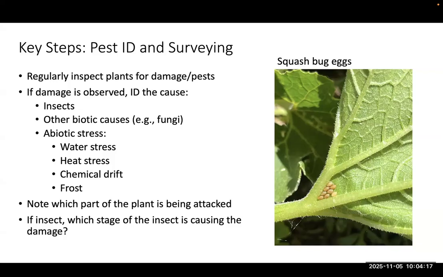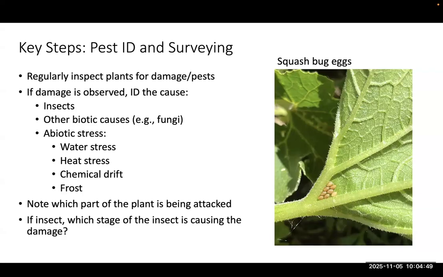So surveying means regularly inspecting plants for damage and pests. If you do observe damage, identify the cause. There are lots of different reasons that plants show these different symptoms, right? It might not just be from insects. It could be sun scald, bacterial disease, a lot of different factors. There are also things like abiotic stress from chemical drift or heat stress.